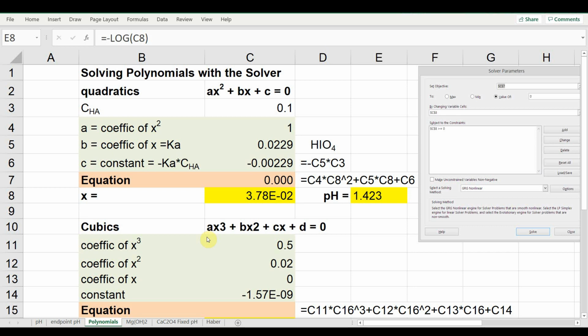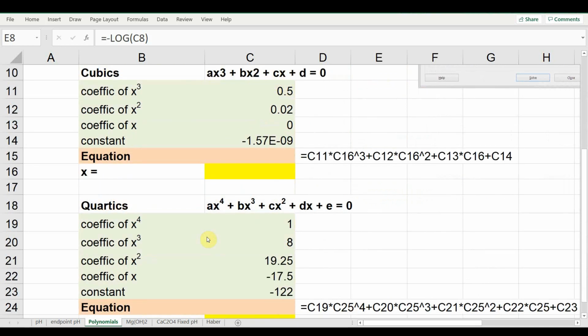The solver can be used in similar fashion to solve higher order polynomials like cubics or fourth order polynomials and so on, and the examples are shown in the Excel worksheet.